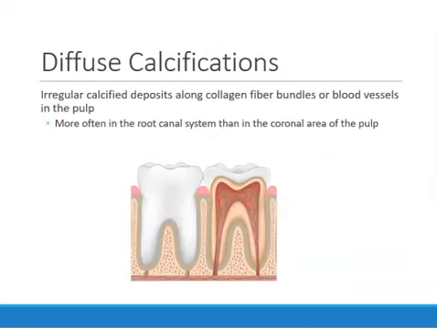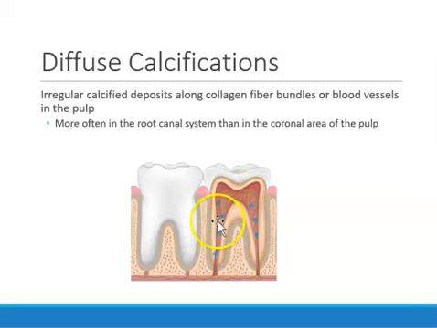And lastly, the other thing that we can sometimes see is diffuse calcifications. And all that really means, diffuse calcifications, is that there's tiny spicules of minerals. Okay, just tiny spicules of minerals just hanging out in the pulp. And mostly, if you were to see them, you'd mostly see them in the root canal area as opposed to the coronal area of the pulp. So it's just irregular calcified deposits. They're really tiny. Sometimes they could become large masses of mineral.